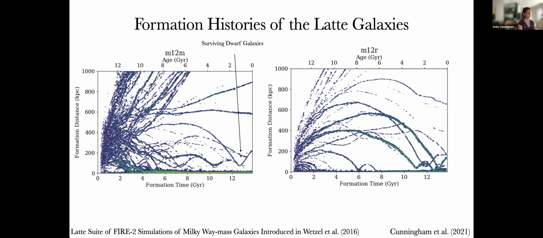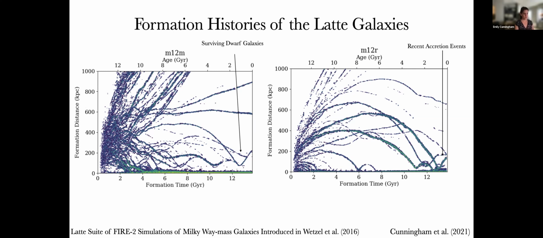So here I've highlighted a particular case where we have a surviving dwarf galaxy that's inside the virial radius of the host at present day. It's still forming stars, but it hasn't yet directly interacted with the Milky Way. And these are other local satellites or local dwarf galaxies.